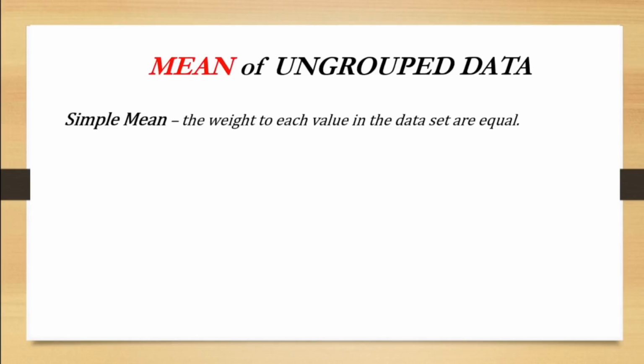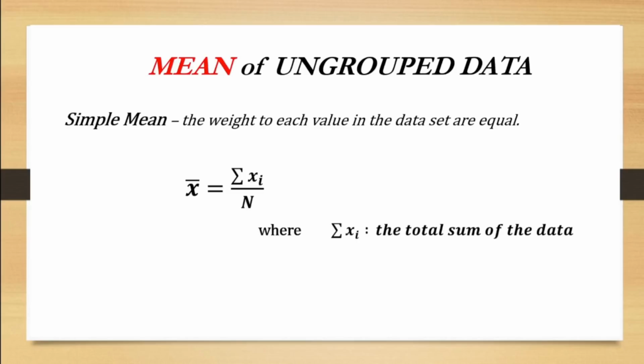The first type of mean of ungrouped data is what we call simple mean. Simple mean, where the weight to each value in the dataset are equal and can be found using the formula mean is equal to the summation of x sub i over n, where the summation of x sub i is the total sum of the data and n is the total number of data.